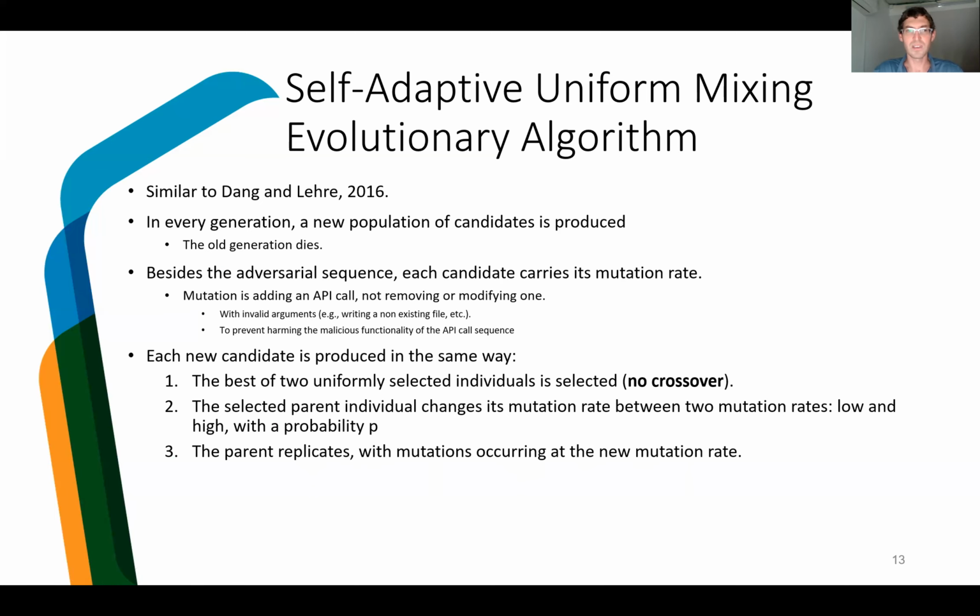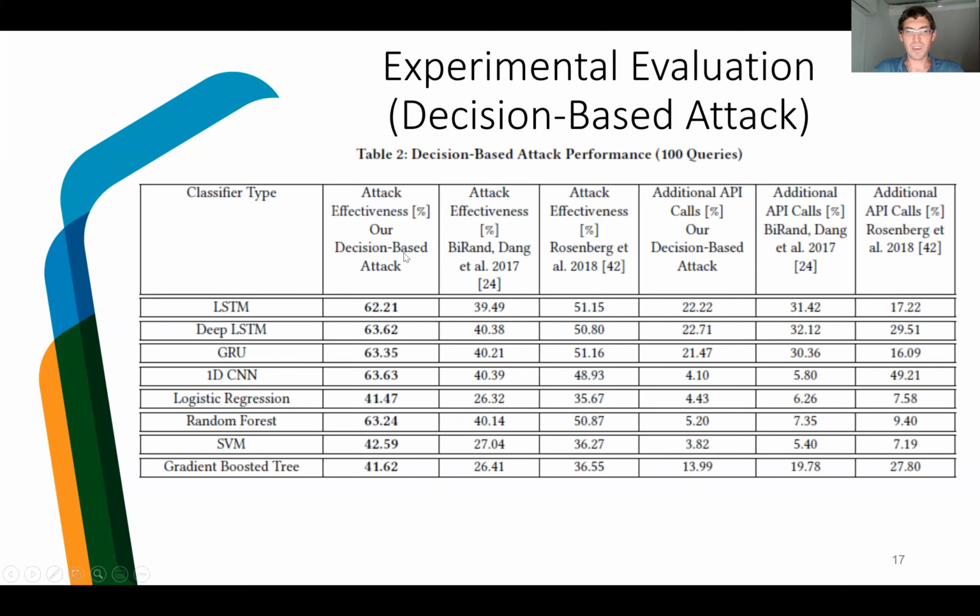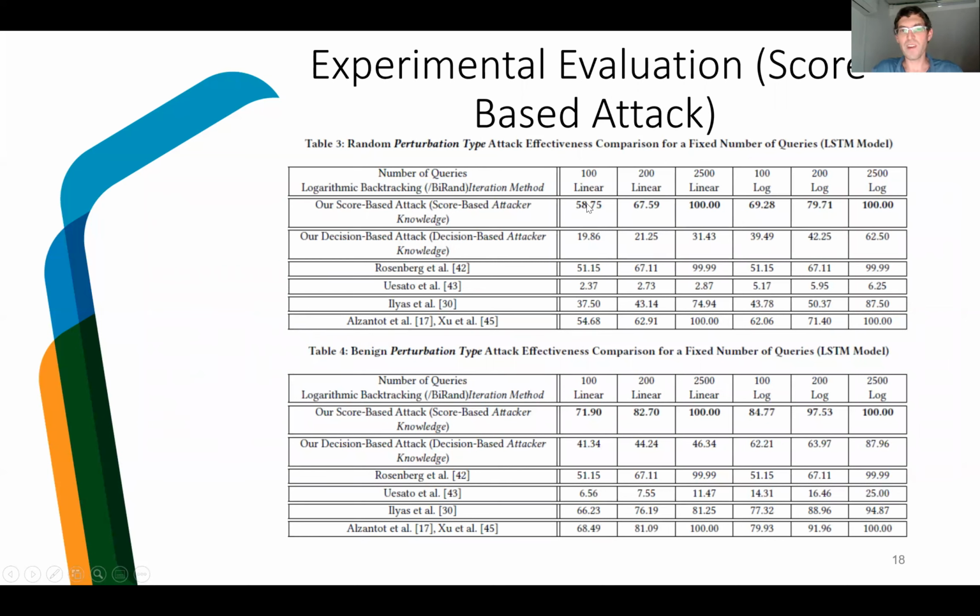Here we see the results of our attack, and we see that our decision-based attack outperforms the other decision-based attacks in previous papers, Rosenberg et al. and Dang et al. And here we see the same thing for our score-based attack, that it can produce better results than previous state-of-the-art work, like Rosenberg et al., Su et al., etc.